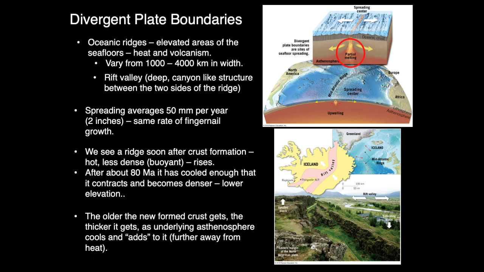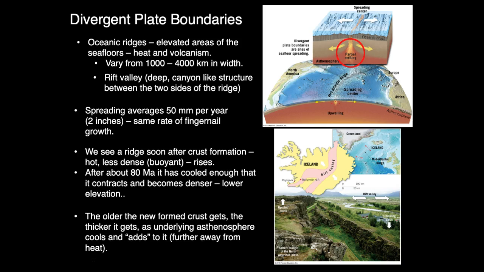The oceanic ridges are elevated areas of the seafloor where there is new crust being formed, as we said in the last slide, and where there is high heat and volcanism taking place usually. So the overall oceanic ridge system, which comprises all of the spreading centers, is over 70,000 kilometers long, which makes it the longest topographic feature on Earth, which is pretty cool.